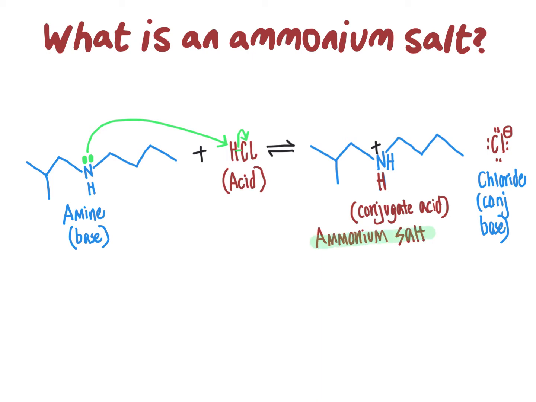Now keeping in mind that the anion and cation are inseparable due to their opposite and equal charges, we're going to name these as a single unit. So the ammonium salt will refer to the entirety of what's on the product side of the equation, both the conjugate acid and the conjugate base, since those are inseparable.